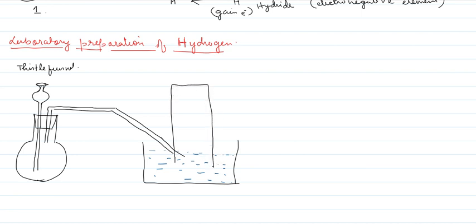Okay, and in that also water will be filled. So in the gas jar, what will be filled? Water will be filled, and the delivery tube will be fitted inside that gas collecting jar. This is our delivery tube, and through this tube hydrogen gas will reach the gas jar and get collected. Now in the round bottom flask we will take some chemicals.